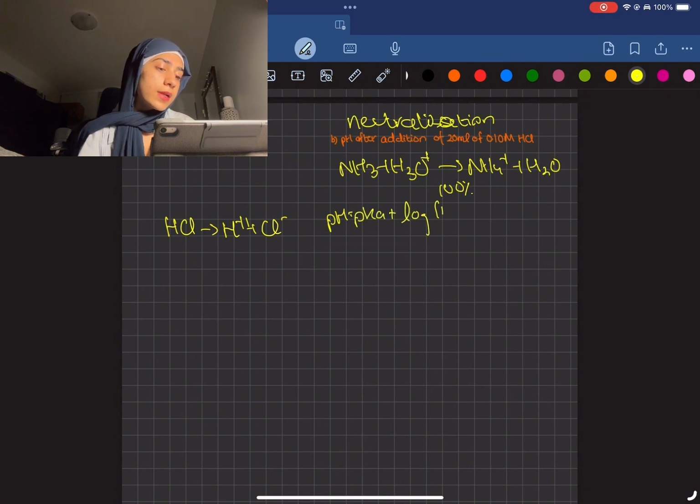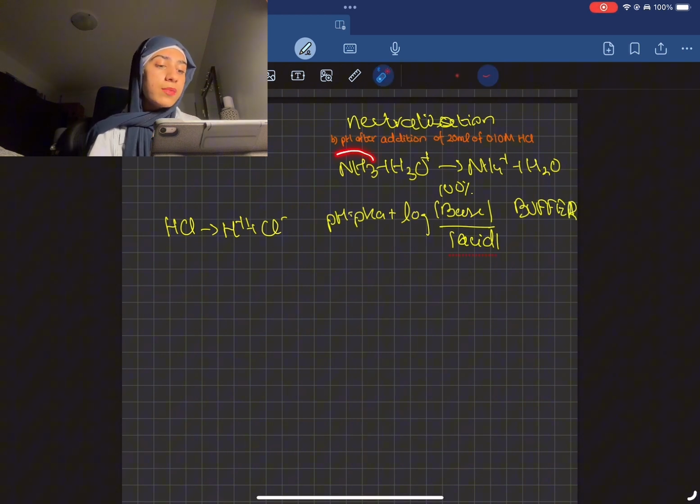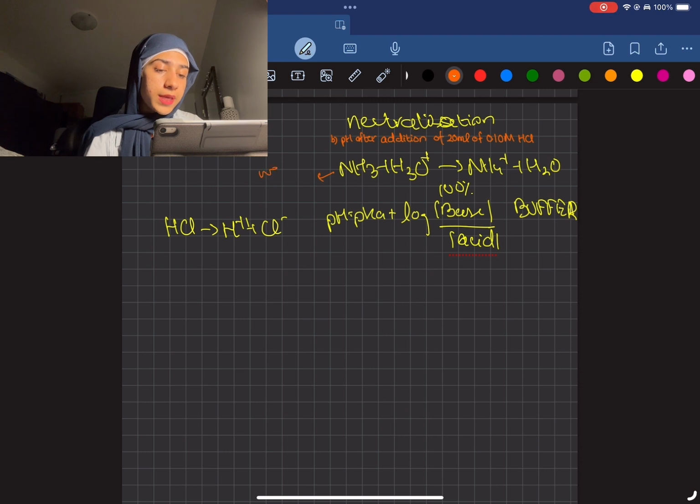Log of base divided by concentration of acid. The reason why I'm using the Henderson equation over here is because we have a buffer available to us. How do we have a buffer available to us? Well, there's a buffer because we have a weak base and also its conjugate acid. So, weak base alongside conjugate acid. That is one way to make a buffer.